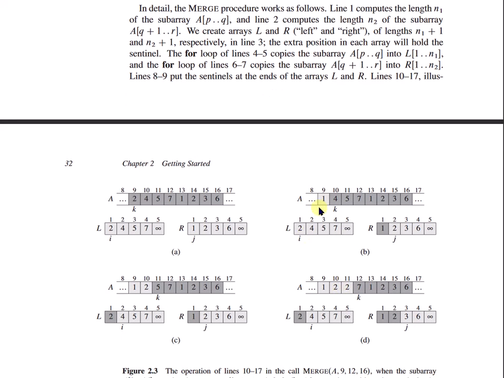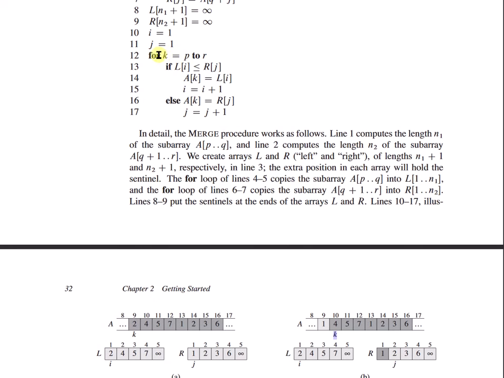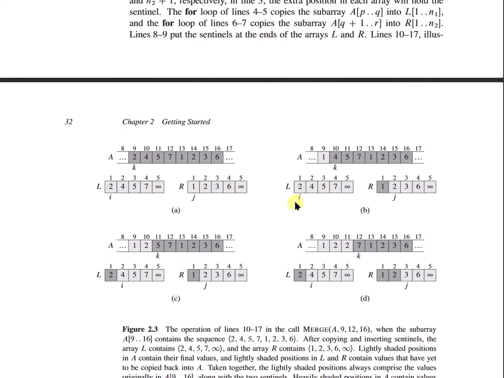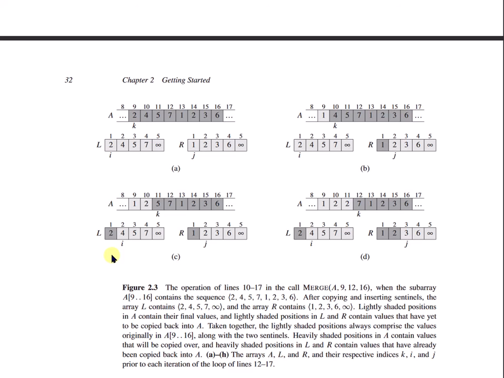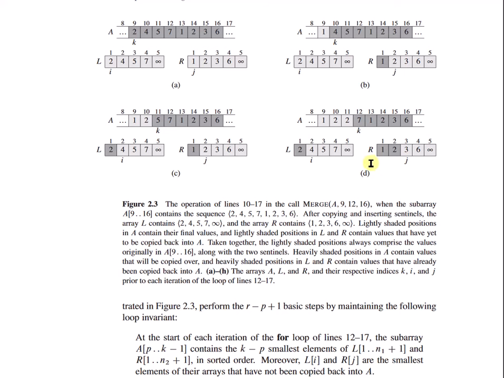So it compares 2 with 1, and since it is 1, it gets copied here. k moves to the next position in the for loop, so it should move again. Again, 2 is compared with 2, right? So this 2 is copied. i moves to the next position. j doesn't move. k moves to the next position. These two are copied.